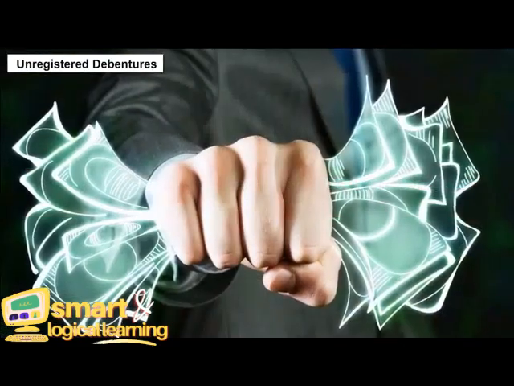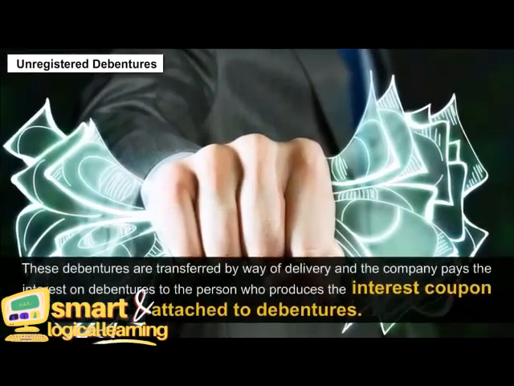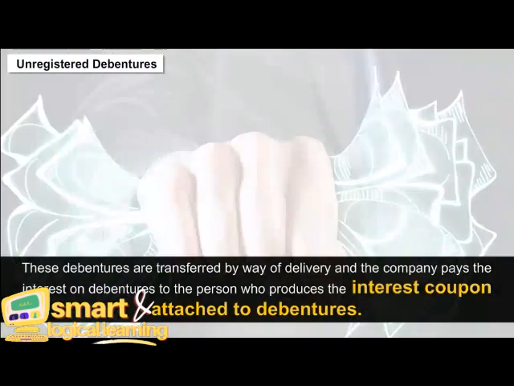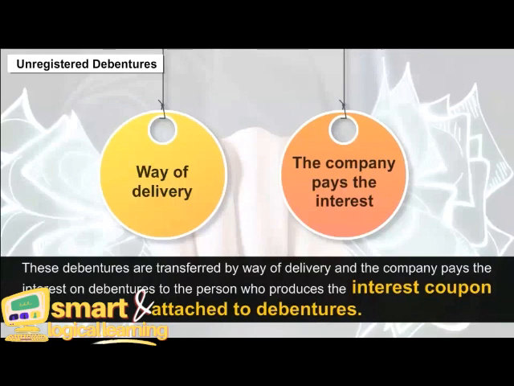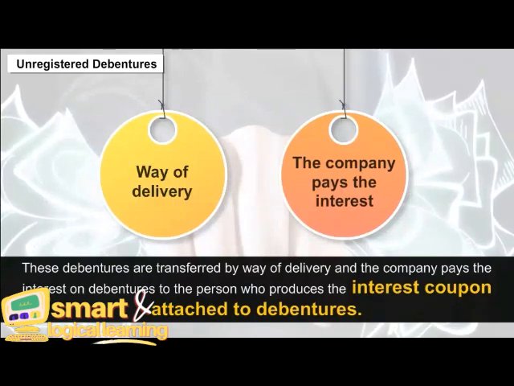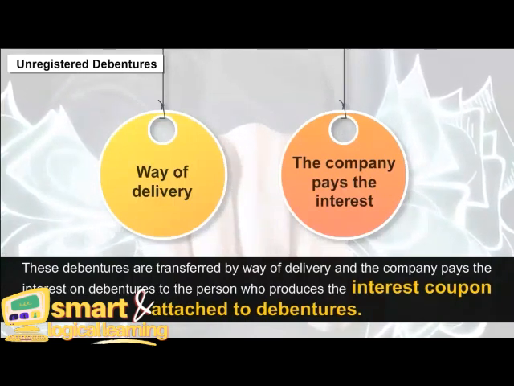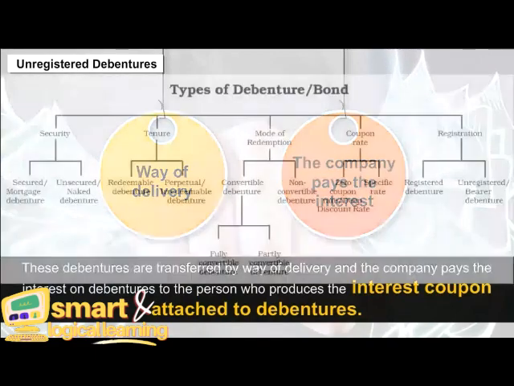B. Unregistered debentures. These debentures are transferred by way of delivery, and the company pays the interest on debentures to the person who produces the interest coupon attached to the debentures.